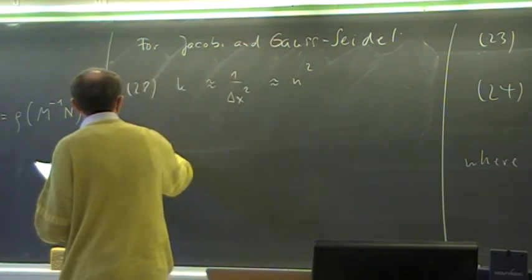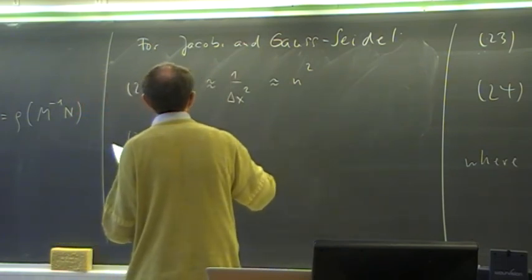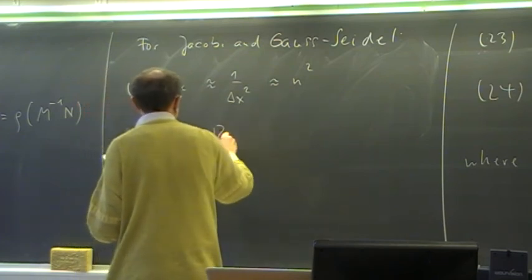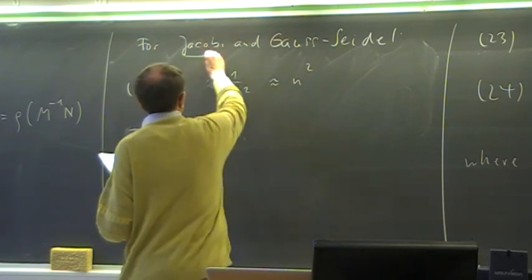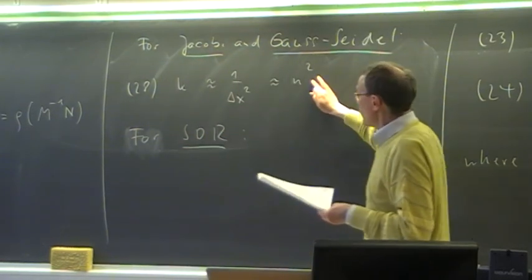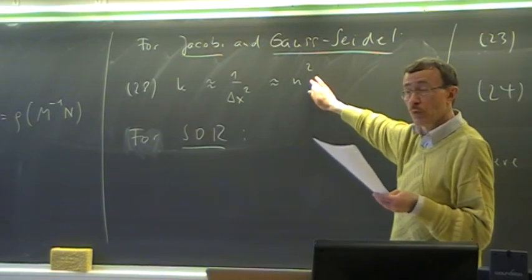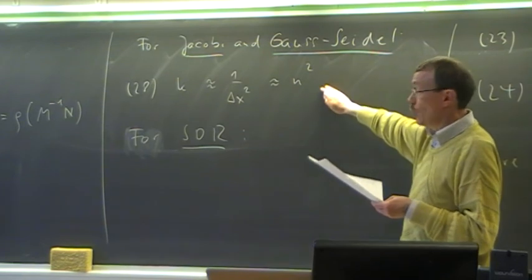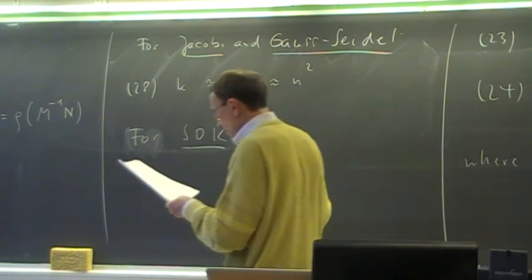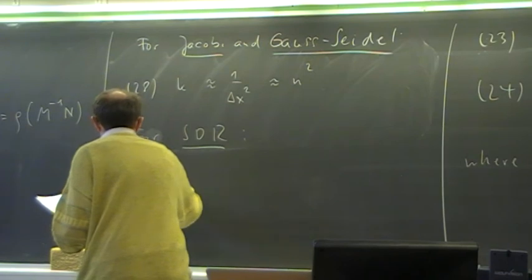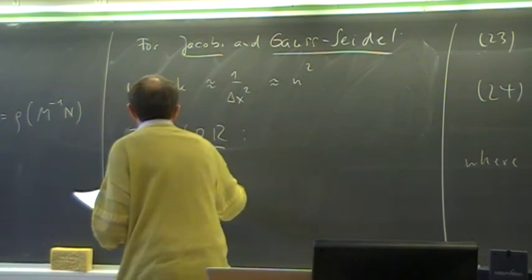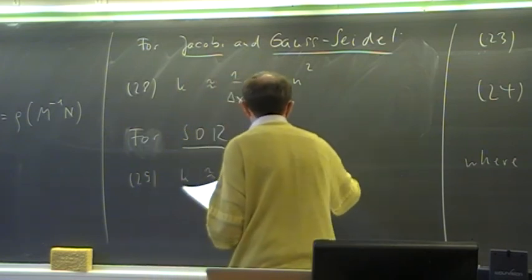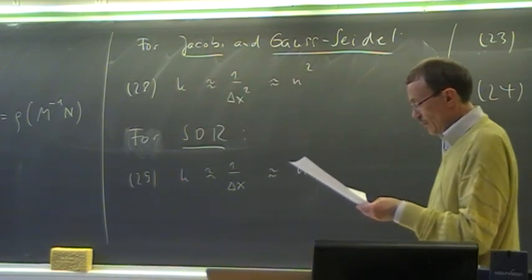But if we take the SOR instead, remember, we would still need only half the number of iterations of Gauss-Seidel, but the order is the same. But for SOR, this asymptotic rate of convergence would be proportional to 1 over delta x, which is proportional to n. So that goes with the number of unknowns.